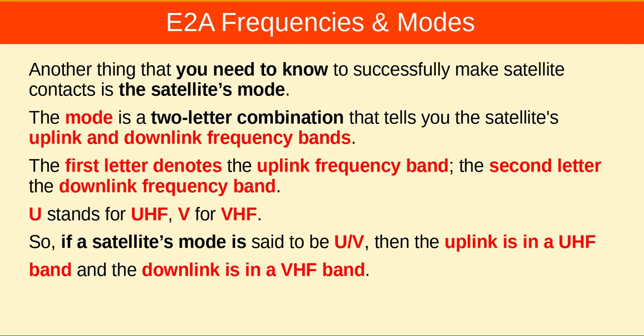Satellites have transmission modes. It's called satellite mode. And it's defined by the uplink and downlink frequencies. So it's always uplink/downlink. If you see it represented as U/V, it means the uplink is on UHF and the downlink is on VHF, and vice versa. V/U is uplink on VHF, downlink on UHF. So it's kind of like a repeater offset, except we're talking two different bands instead of an offset frequency.